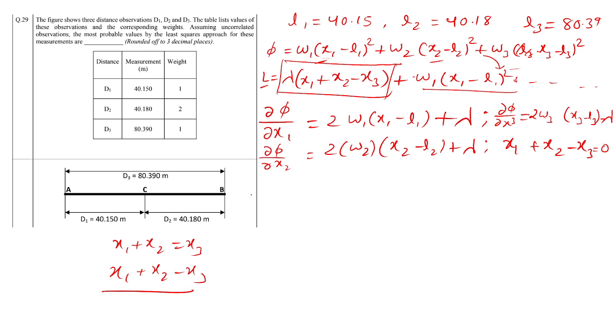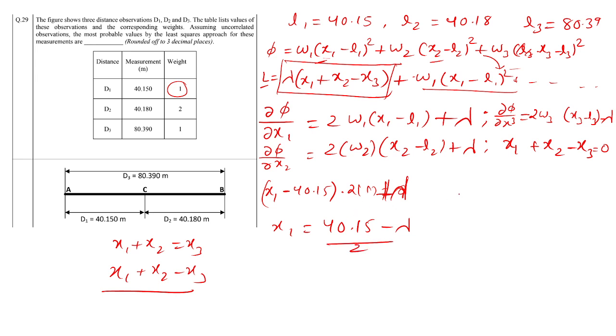So now from this, every term should be equal to 0. So x1 we have to find: (x1 minus l1), that is 40.15, into 2, and w1 is given here as 1, plus lambda. When we solve this, we'll be getting x1 equal to 40.15 minus lambda, and this by 2.